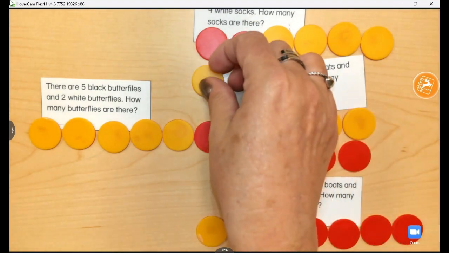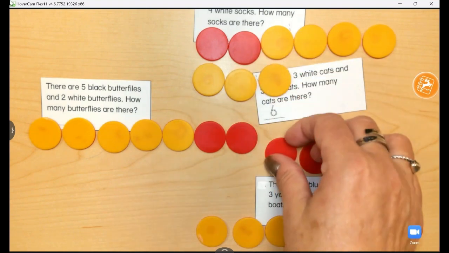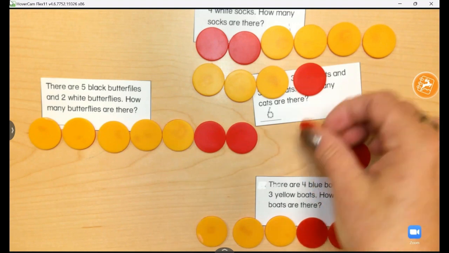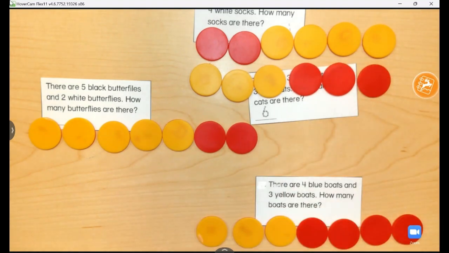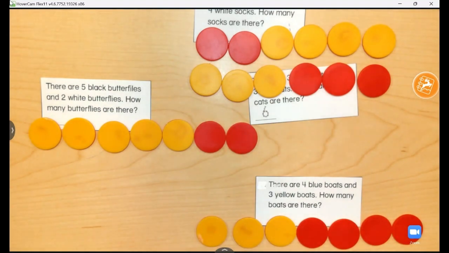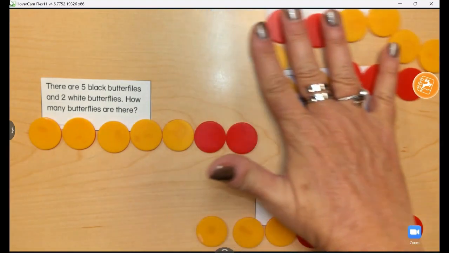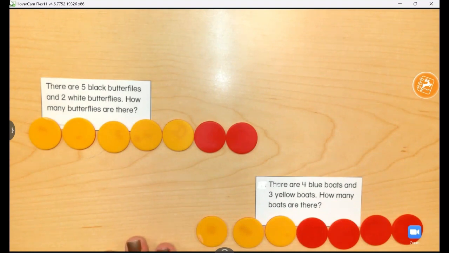So I would again put my counters here to show that these are equal. Even though the groups are represented differently in our problem, they are equal when we finish. And so students can begin to see that 6 can be made in different ways. Composing and decomposing numbers, 6 can be made in many different ways. Again, those are matches, so we can move them over, and then we'll double check our boats and our butterflies.